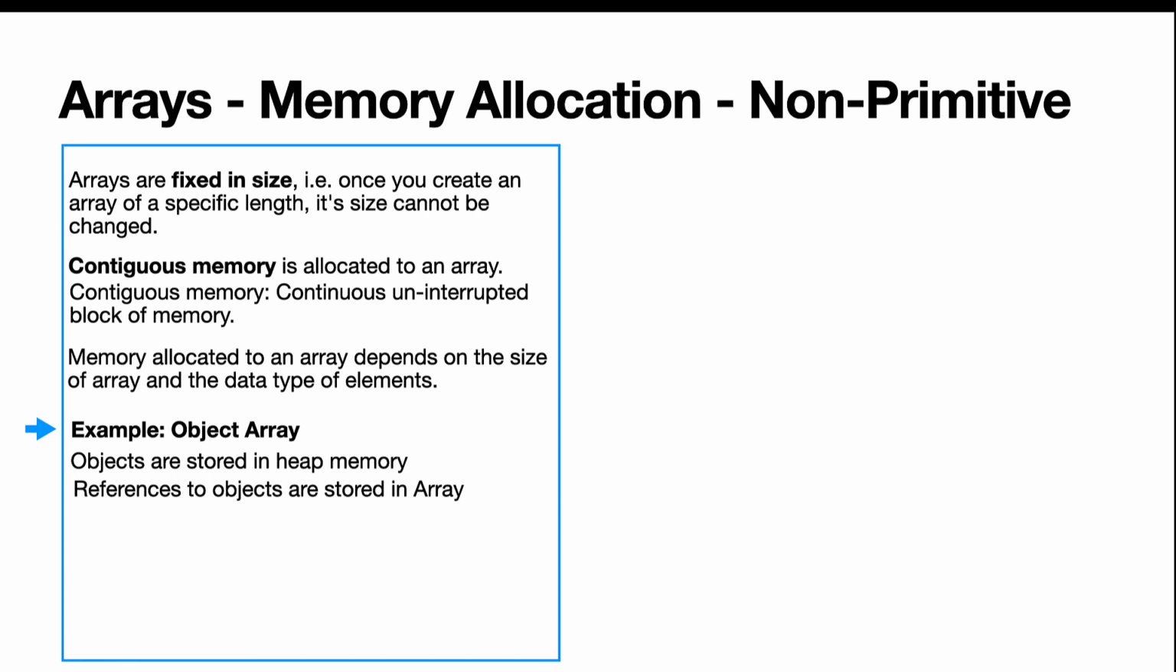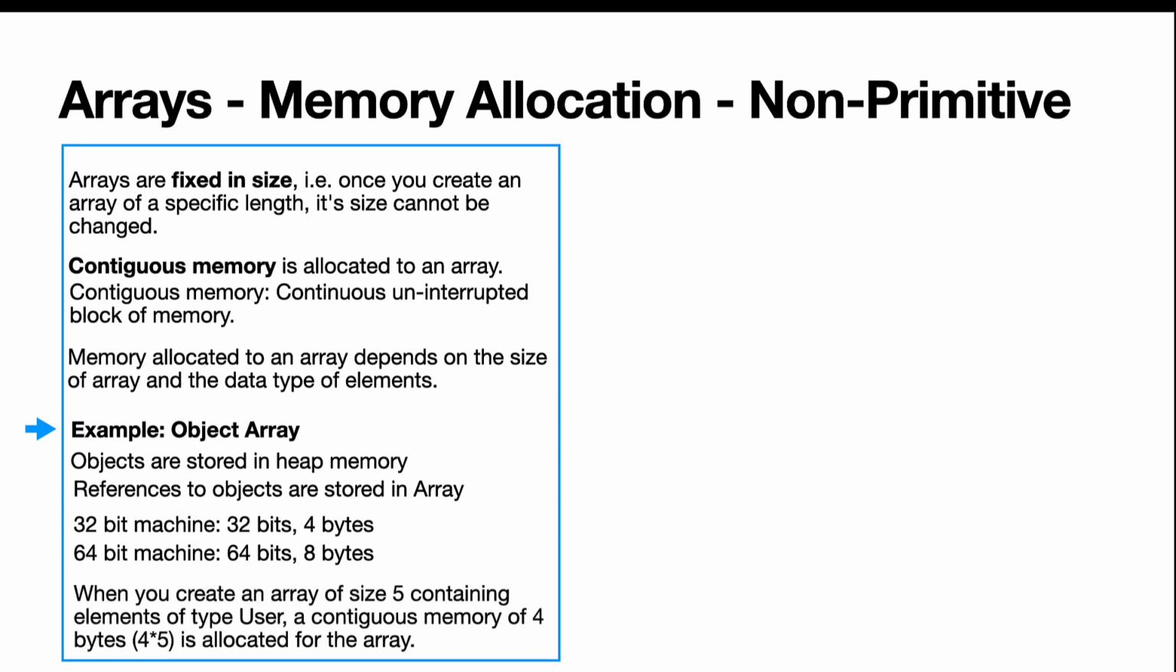So what is the memory allocated to an object array? It depends on the memory size of object references. The memory assigned to an object reference depends on the machine. In a 32-bit machine, object references are allocated 32 bits, whereas in 64-bit machines, object references are allocated 64 bits.